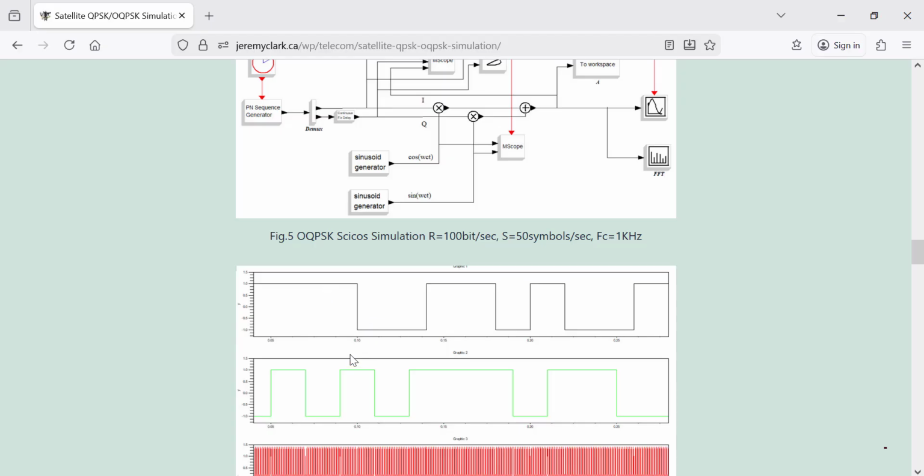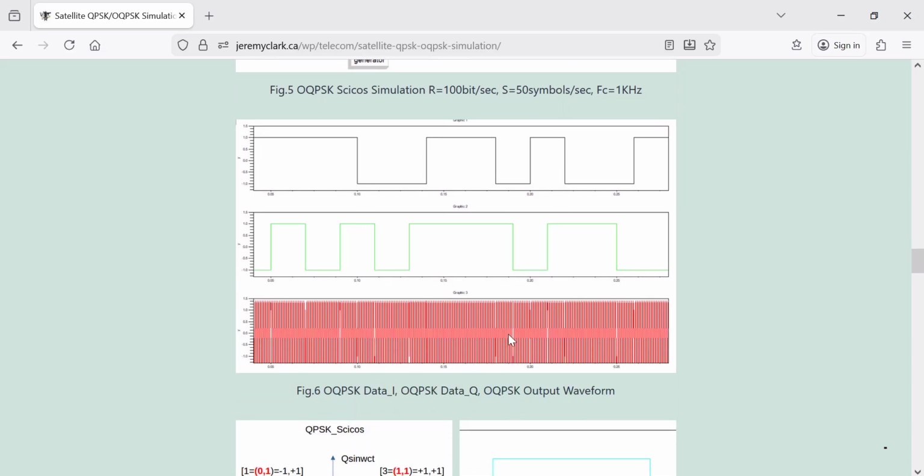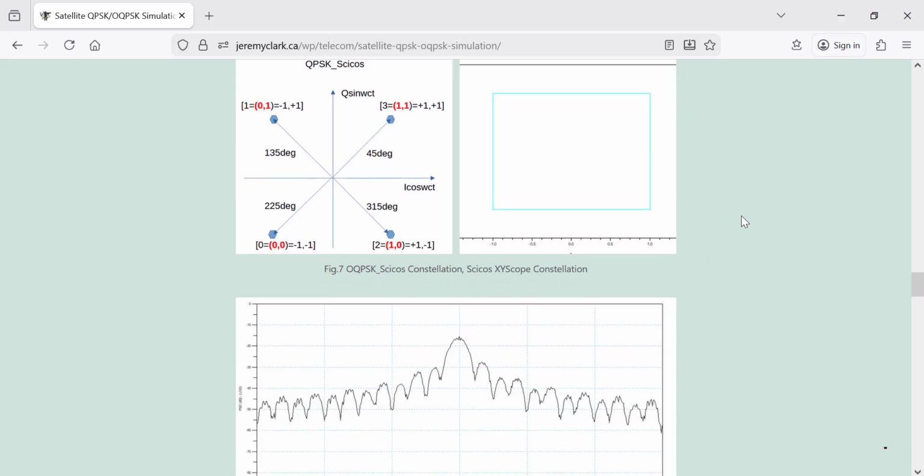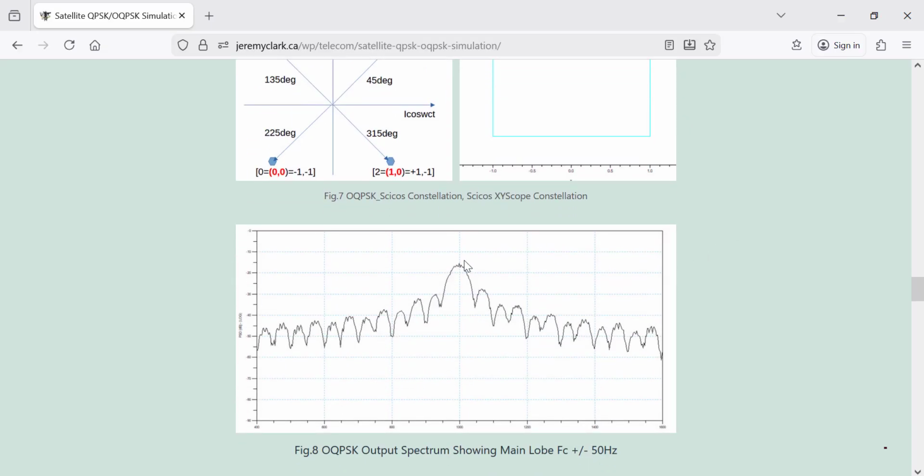And the reason for that is so you don't have this edge going up and this edge going up at the same time. So there's the output waveform as before. And here's the constellation, same constellation, but notice here now on the constellation XY graph from Scicos that you don't have any diagonal changes in state, or 180 degree changes in state. Again, you have the same output spectrum.